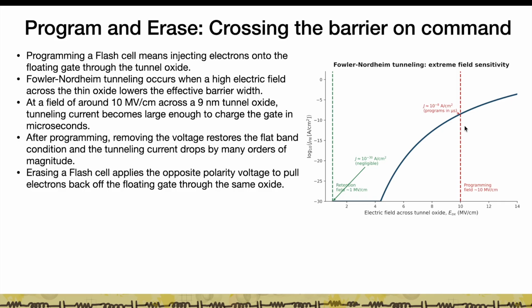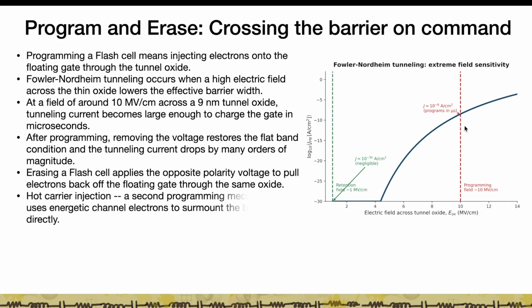The key insight is the extreme nonlinearity. The field increased by a factor of 10. The current increased by 25 orders of magnitude. This is the lever that allows flash to be both a perfect passive storage device at retention and an actively programmable device under applied voltage.